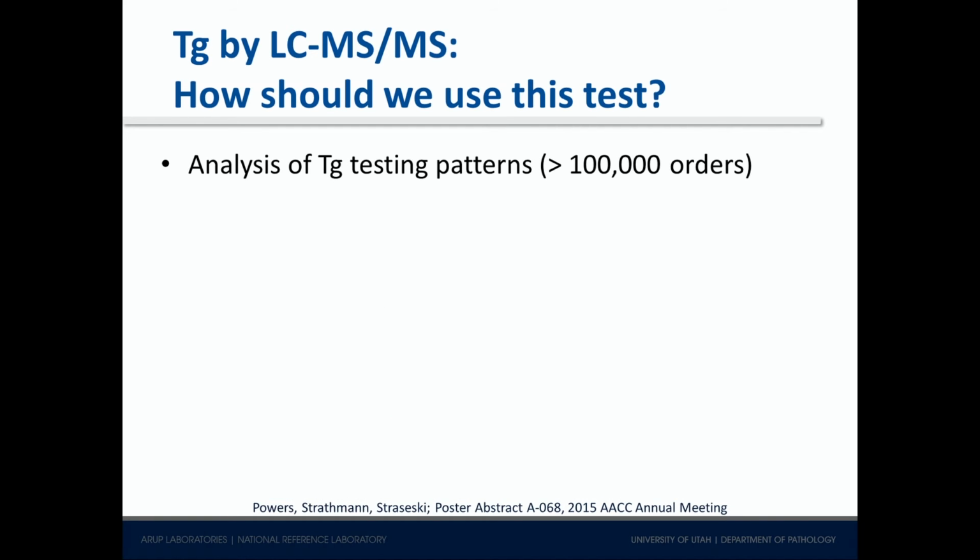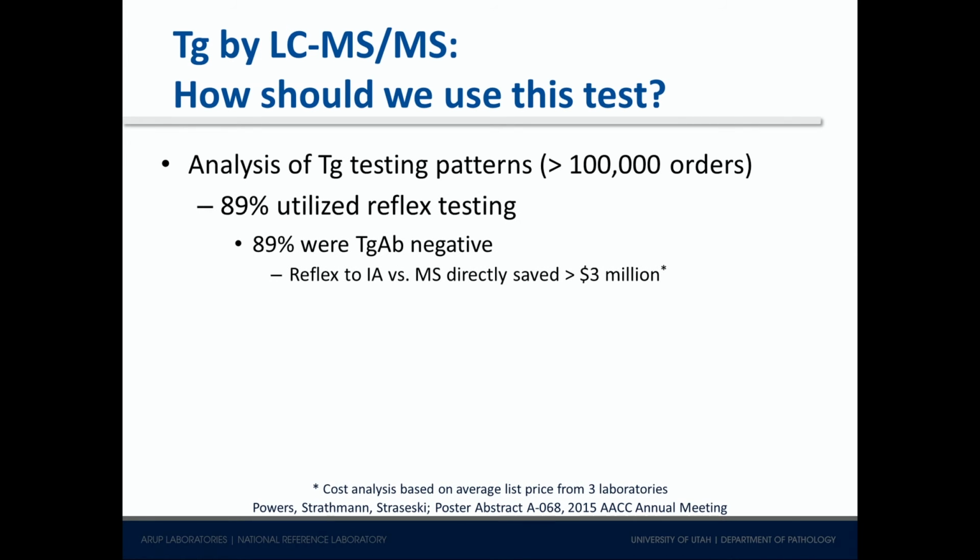So we looked at this a little bit more closely with actual testing that's being performed in our laboratories. We analyzed over 100,000 orders for thyroglobulin testing, and of these, almost 90% were ordered using that reflex testing that I just outlined. Of these, almost 90% were, in fact, thyroglobulin antibody negative. So that means that these were good candidates for immunoassay. So reflexing to immunoassay, instead of ordering mass spec alone with no antibody screening, saved over $3 million. So that dollar figure is actually based on an average list price of thyroglobulin by mass spectrometry from 3 different commercial laboratories. So that's list price.